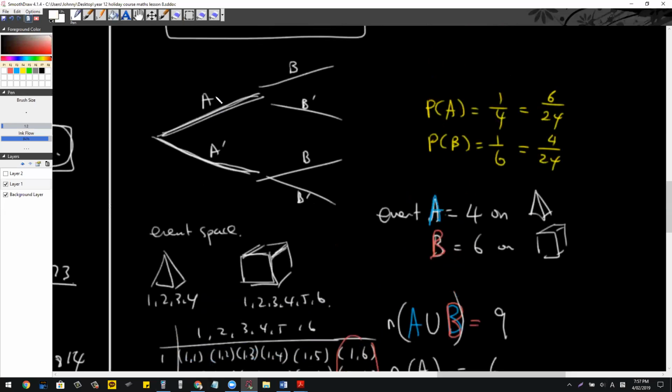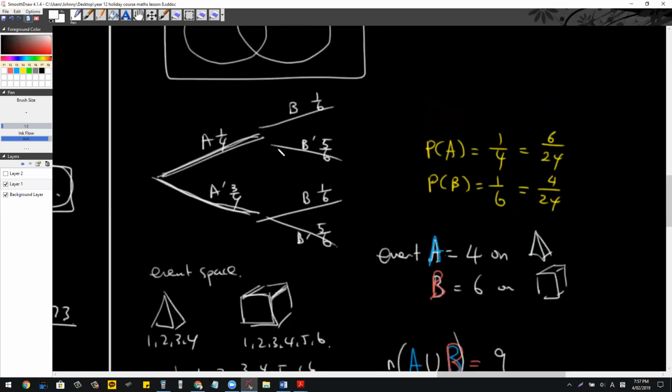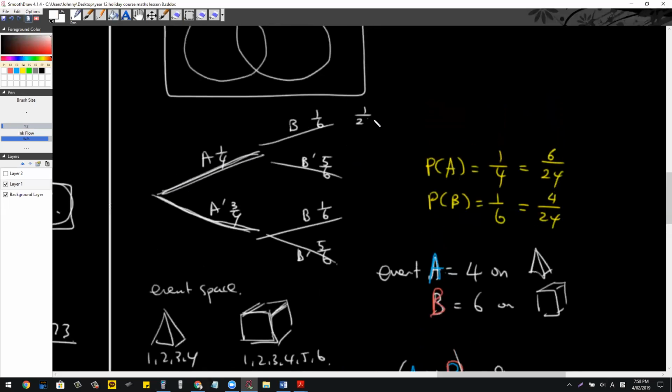And you can see that the probability of A is 1/4. Probability of B is 1 on 6. And this is a 5 on 6. And this is a 3 on 4. This one is 1 on 6. And this is a 5 on 6. See? Now, for a tree diagram, we have to multiply across. So if you multiply across, then we get 1 on 24. This one is 5 on 24. This one is 3 on 24, and this one is 15 on 24.